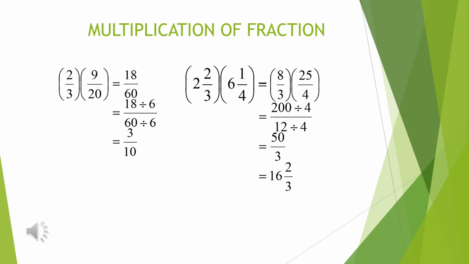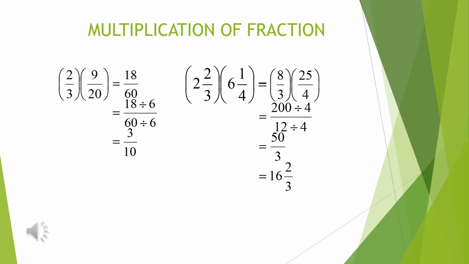18 and 60 has a GCF of 6. We are going to divide the numerator and the denominator by the GCF 6. 18 divided by 6 is 3. 60 divided by 6 is 10. So the answer is 3 over 10.